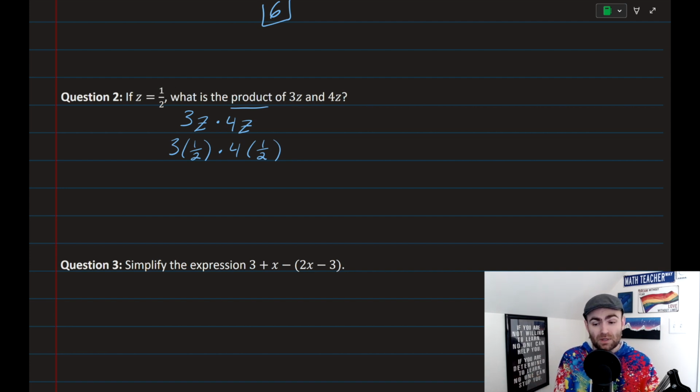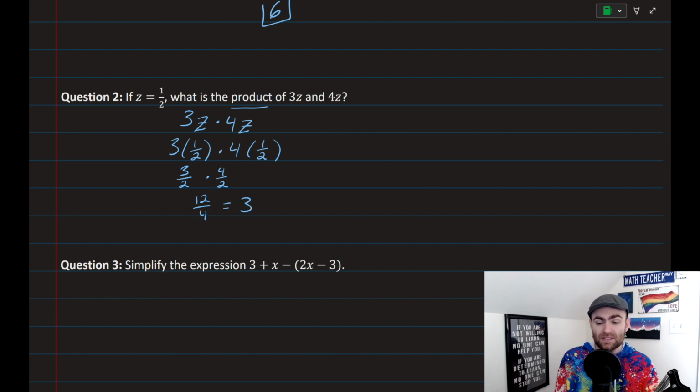When you multiply a whole number and a fraction, you can multiply the numerator by the whole number. So 3 times 1/2 is 3 halves. And 4 times 1/2 would be 4 halves. And when you multiply fractions, you multiply numerator to numerator, denominator to denominator. 3 times 4 is 12, 2 times 2 is 4, and we get 3.